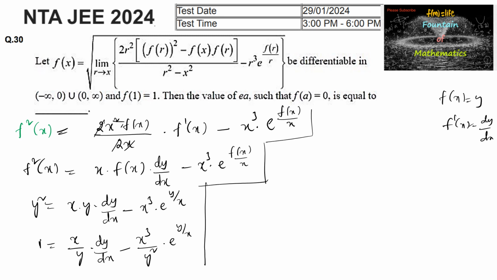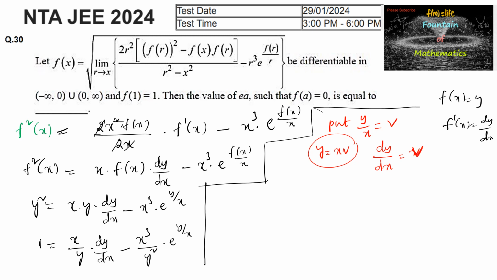Now let us substitute y upon x is equal to some v, so that y is equal to x into v. Differentiating, dy by dx is equal to v into dx by dx, which is 1, plus x into dv by dx. So we can write 1 upon v into dy by dx as v plus x into dv by dx minus x to the power 3 by, that is x into 1 by v square into e to the power v.